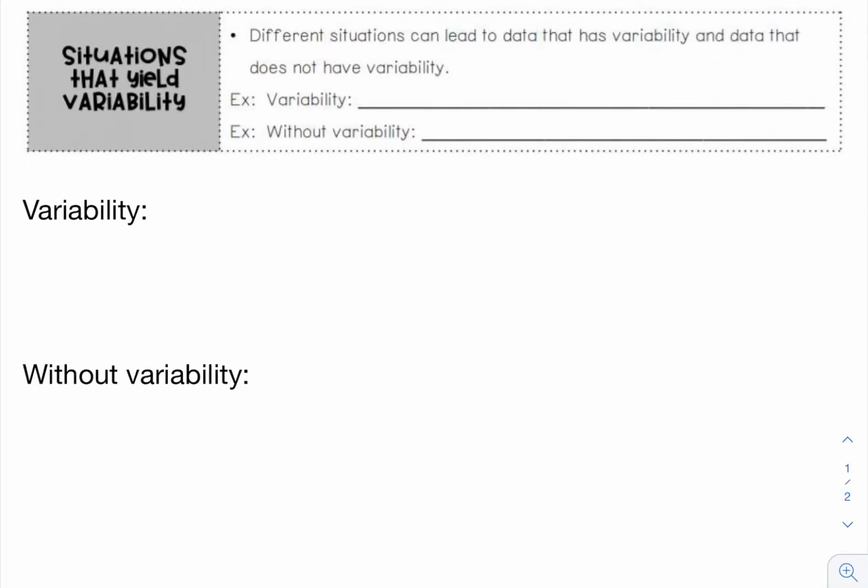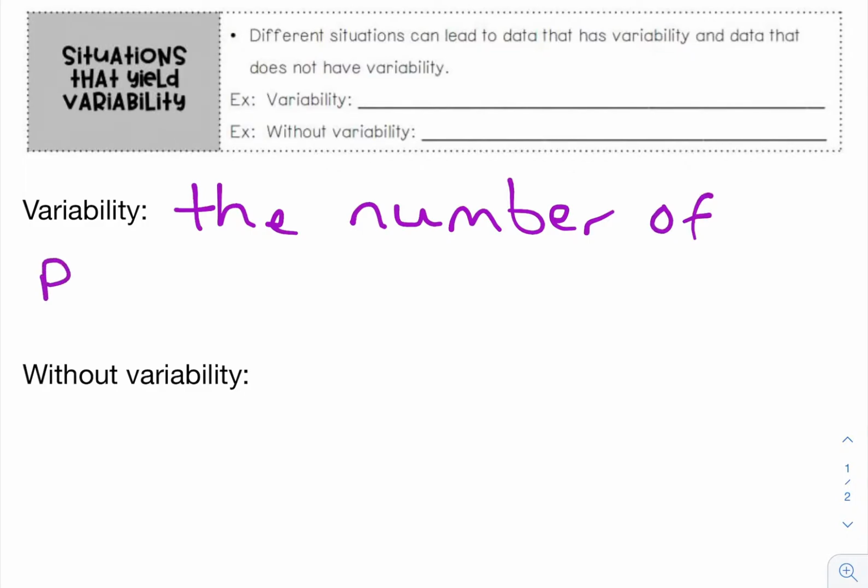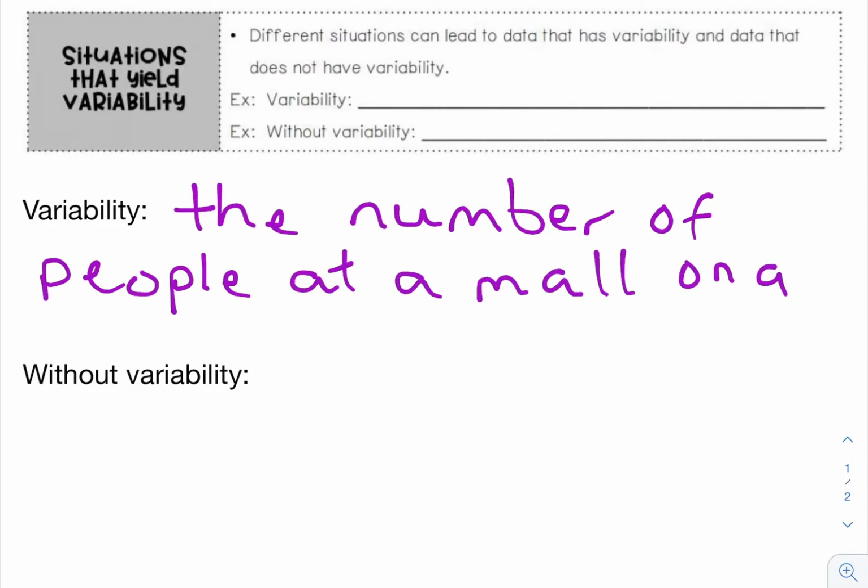So an example of a situation that has variability would be the number of people at a mall on a given day. A given day means any day. It could be tomorrow, it could be next week, it could be any day, and that number is always different. Now, I think the grocery store would be an even better example now due to the situation that we're in. But on a normal day, the number of people at a mall will change.